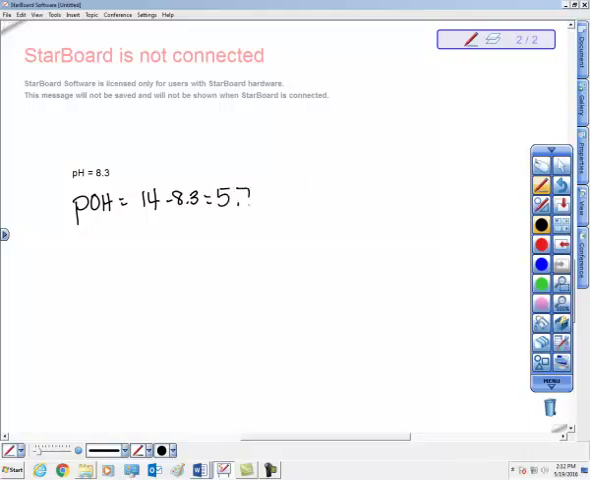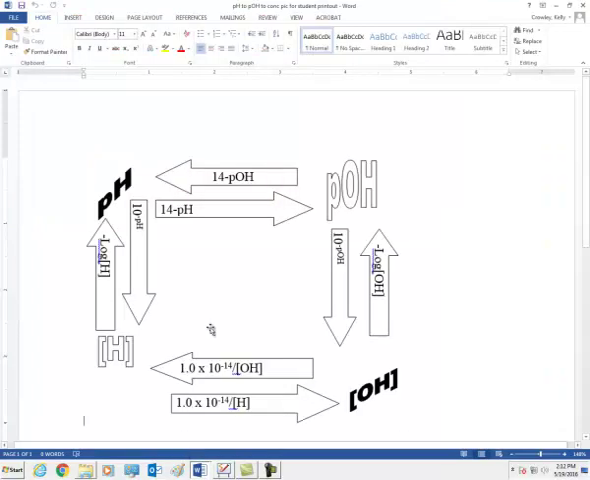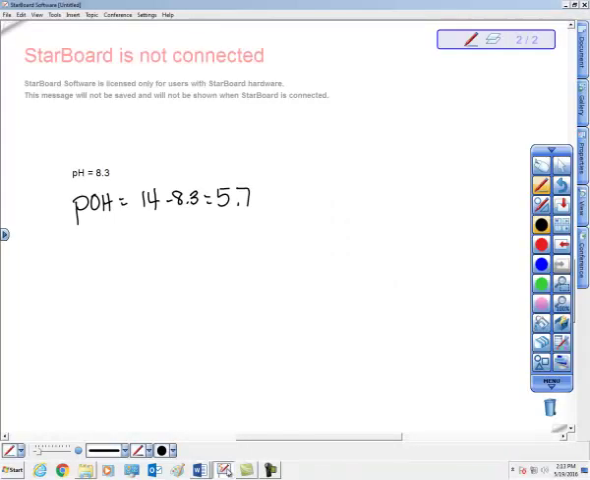Gives you 5.7. Easy. All right, so we had pH and we got pOH. It's just up to you how you want to go from here. I'm going to go from the pH down to H+, and from the pOH I'm going to go down to the OH. I just like doing those. All right, so from here, I'm going to get my H+ ion concentration.